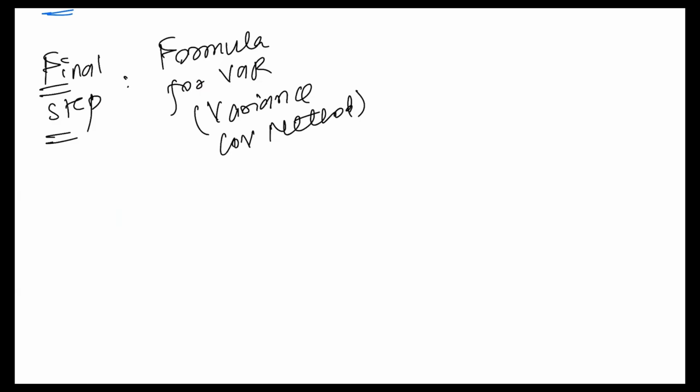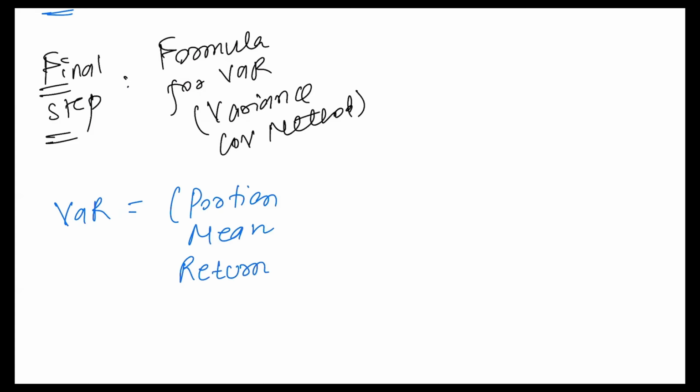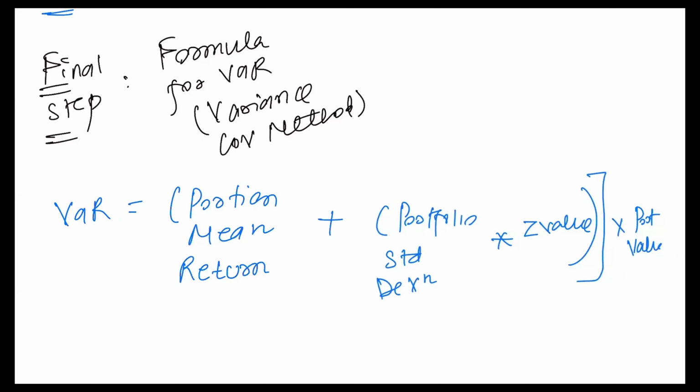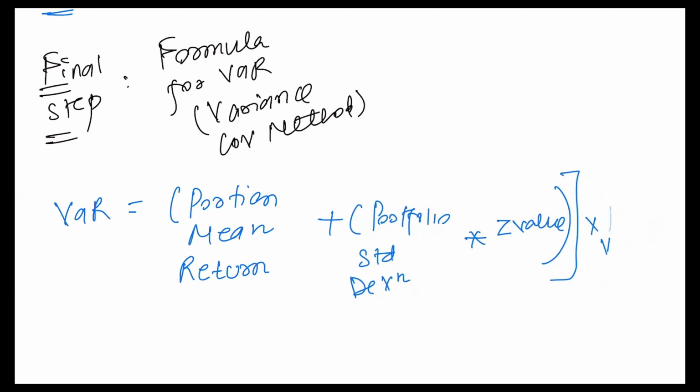So the formula that we will use is VaR is equal to portfolio mean return. If you see, whatever above steps we have calculated, now we are trying to implement that in a formula. So portfolio mean return plus portfolio standard deviation times Z value, and this whole multiplied by the portfolio value.